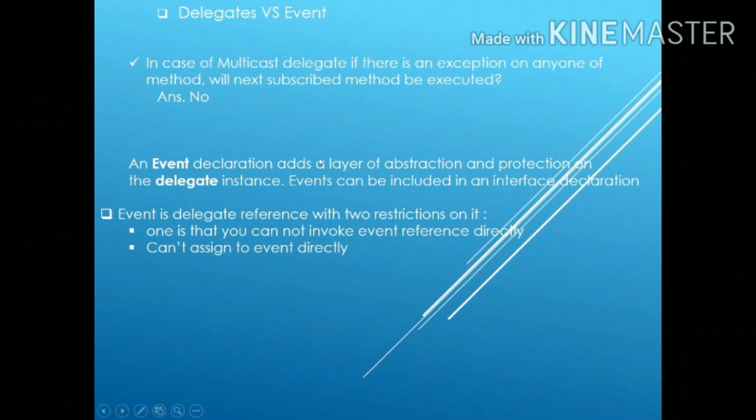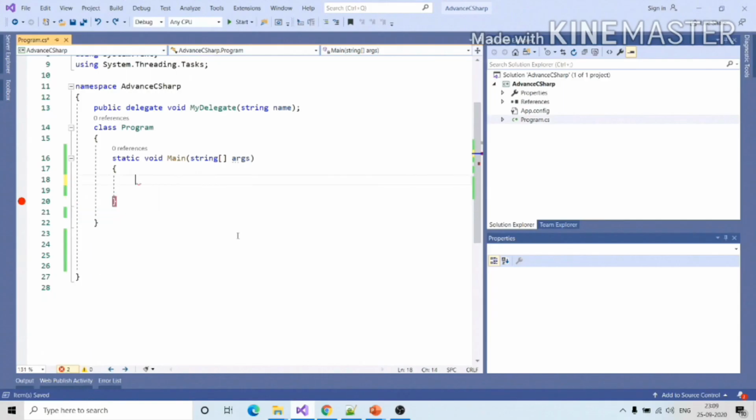An event declaration adds a layer of abstraction and protection on the delegate instance. Events can be included in an interface declaration. You can call an event a wrapper of a delegate with two restrictions. One is you cannot invoke an event directly, and you cannot assign any value to an event directly. So let me get rid of this code.